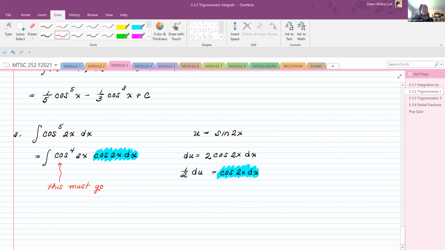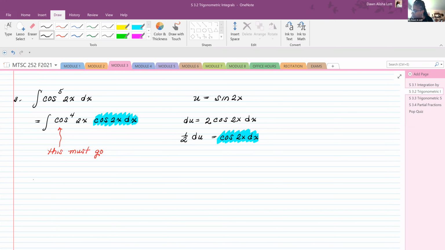So I have to fix that by letting that be the integral of 1 minus the sine of 2x squared times the cosine of 2x dx. So the sine of 2x, remember, cosine squared of u plus sine squared of u is equal to 1. So if I have cosine squared of 2x, then I can trade it off as 1 minus sine squared of 2x.